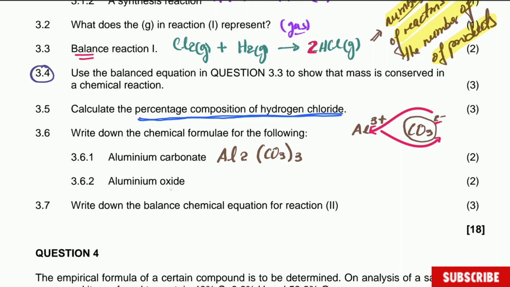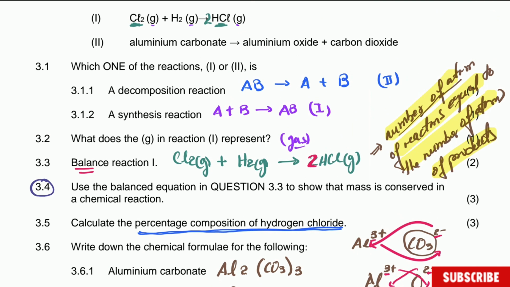Very simple. Aluminium oxide, same story. Aluminium is a 3+, Al3+, and then oxide is O2-. Once more, those numbers swap places, the 3 and the 2. 2 is going there, 3 is going there. So the final answer is going to be Al2O3. That is the answer for question 3.6.1. And the final one, 3.6.2, write down the chemical equation for reaction 2.